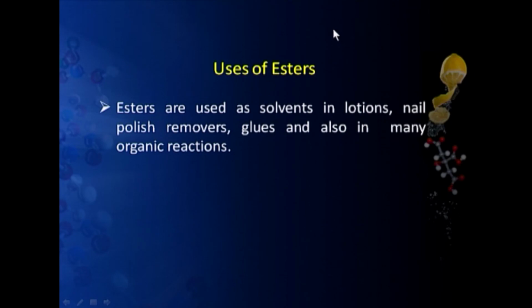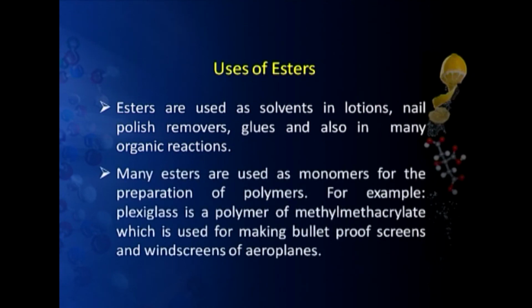Then these esters are used as solvents in lotions, nail polish removers, glues, and they are also used as solvents in many organic reactions. Many esters are used as monomers for the preparation of polymers. For example, plexiglass is a polymer. Its monomer is methyl methacrylate, and this polymer is used for making bulletproof screens and wind screens of aeroplanes. It is transparent but very hard plastic.